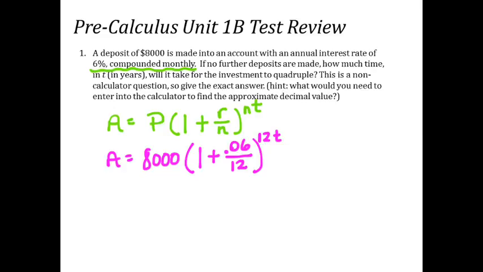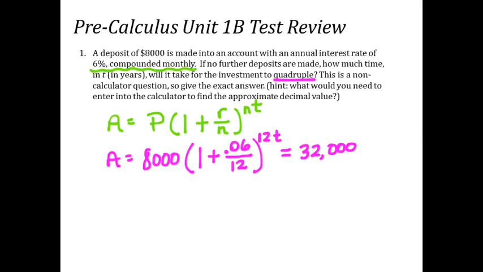And the question is asking us, how long does it take our investment to quadruple? So I want to know how long it takes for my $8,000 to turn into $32,000, because 8,000 times 4 is 32,000. So now we have an exponential equation that we need to solve. So our first step here is going to be to divide by 8,000.